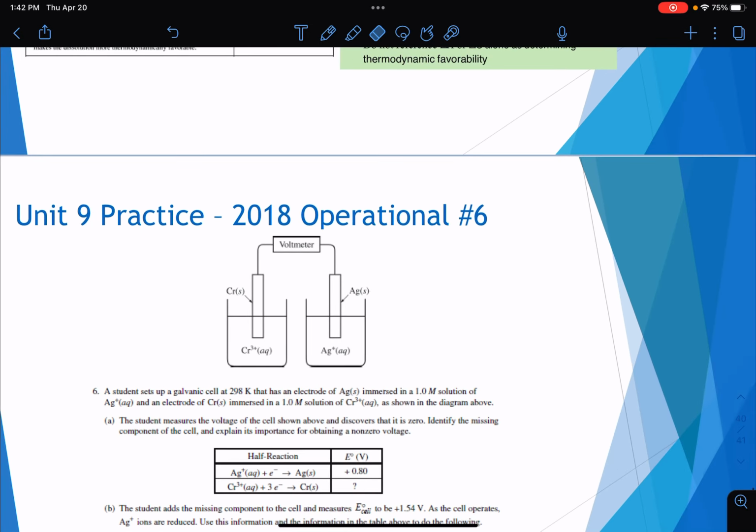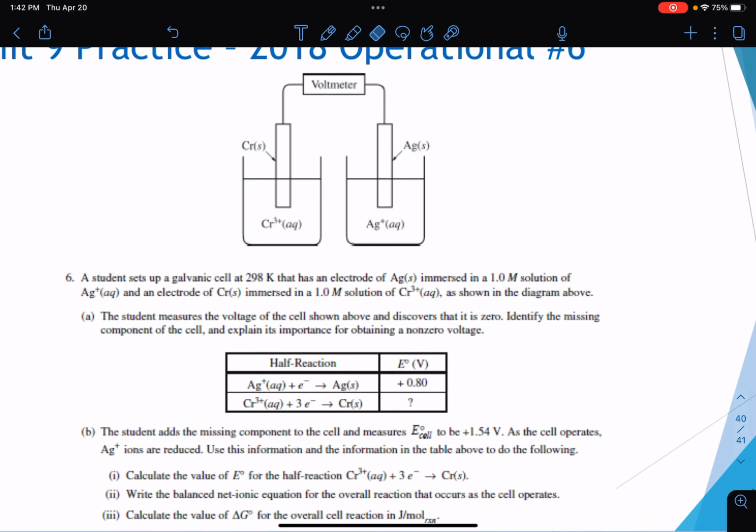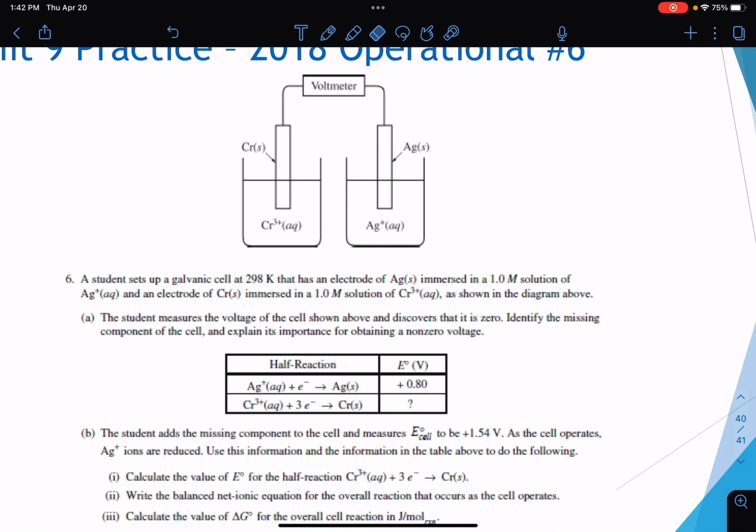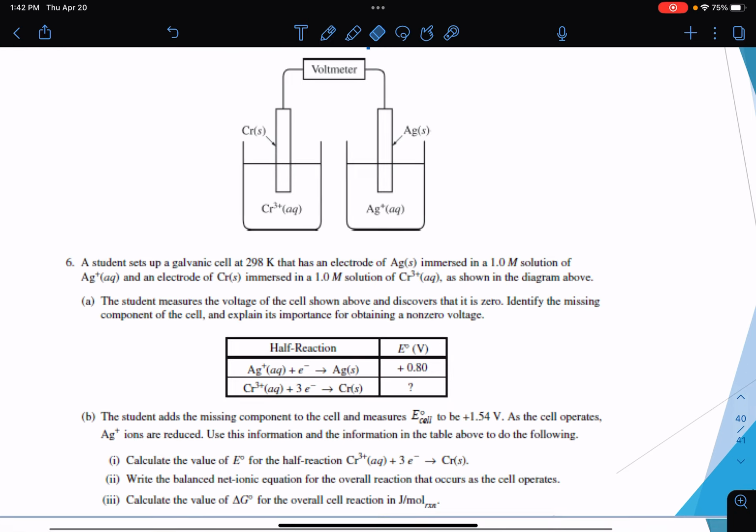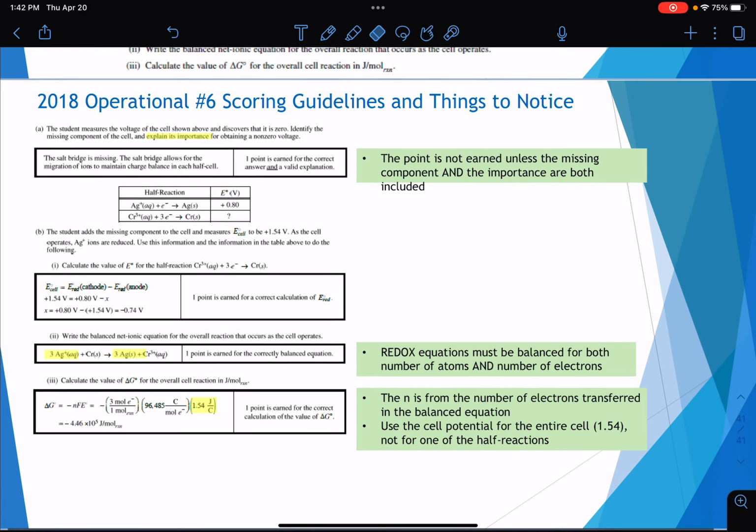And here's another question for Unit 9. Pause to work this out. And here's the scoring guideline for that last question.